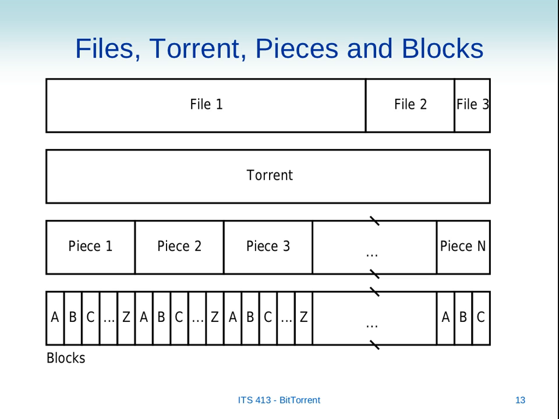We download blocks one at a time, normally trying to download all the blocks in a piece. So if we want to download piece 1, we'd download block A, B, C, D, all the blocks in that piece. Once that piece is fully downloaded, we can make it available for other peers to download.